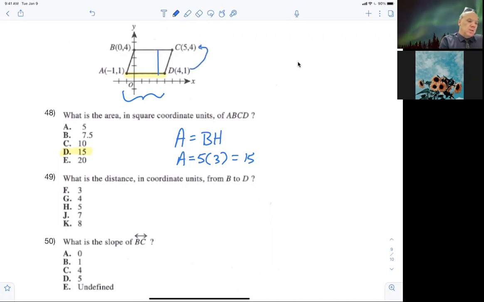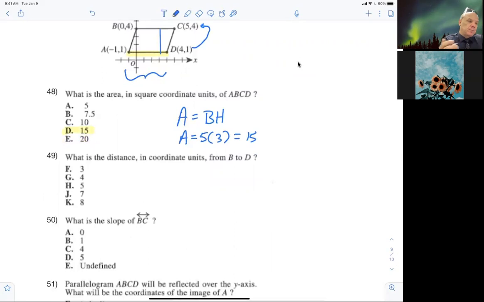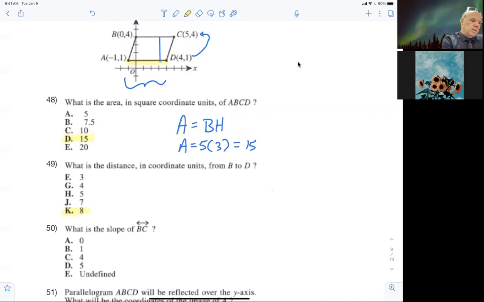All right. What is the distance from B to D? Tell me what that is, guys. 8. How many? What is it? I got 8. 8. Okay, so K would be the answer then. For what question? 49, right? Is that what you're saying? Yeah. All right, so let's figure this out. That didn't sound too confident.